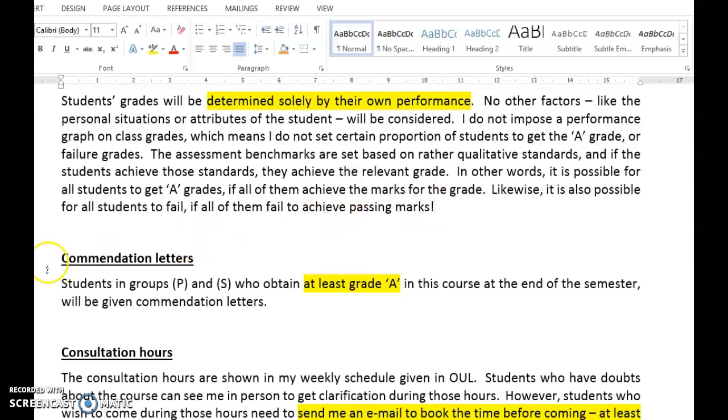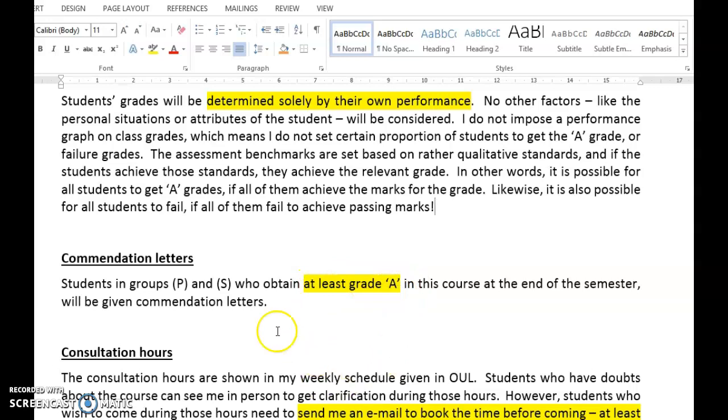Alright, then as a measure of encouragement, I'll give out commendation letters to students in these groups, P and S, who obtain at least an A grade. I'll give out a commendation letter, which you can use in your job applications, or you can state in your CV when you apply for jobs later on.